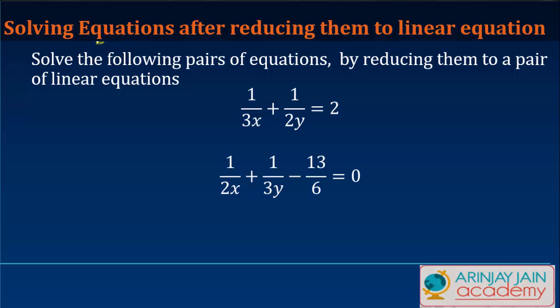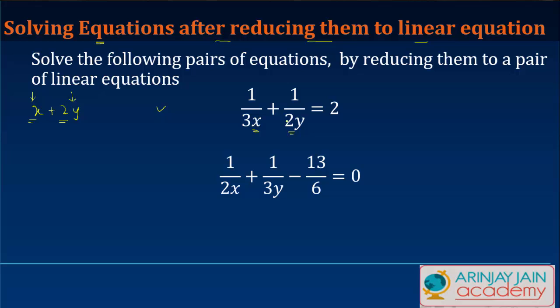Solving certain equations after reducing them into linear equations. Now what can happen sometimes is that you get equations like this one: 1 upon 3 by x plus 1 upon 2 y is equal to 2. Unlike a traditional equation like x plus 2y, where the numbers are not in fraction, here the variables are actually sitting in the denominator, right?